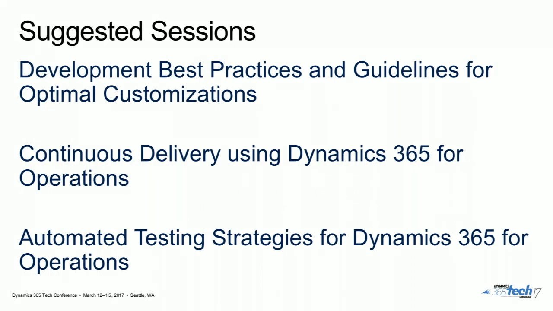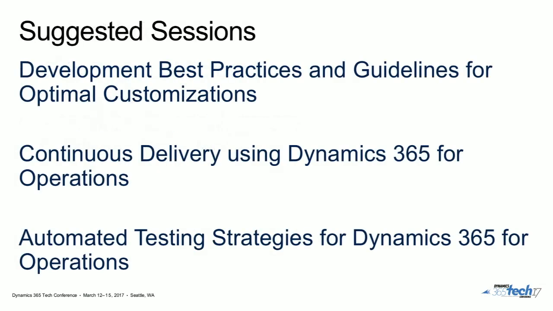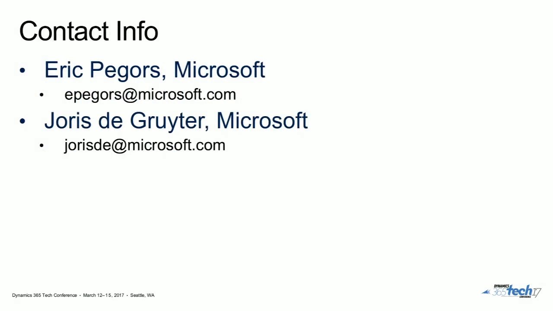Here are those other sessions. Development best practices and guidelines for optimal customization, so that's how to do extensions and do them well. Continuous delivery, that's about building and application lifecycle management, branching, all that kind of stuff. And then automated test strategies for Dynamics 365 for operations. Joris is going to be at all three of these. And like I said, I learned most of what I know from him, so those are good sessions for sure.